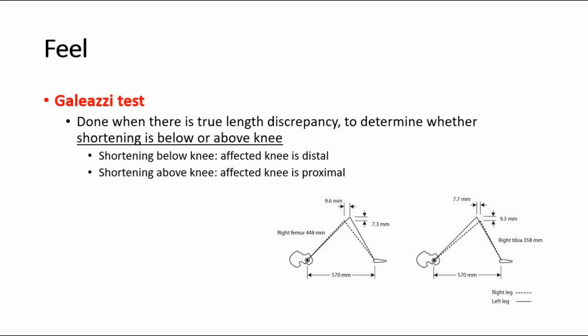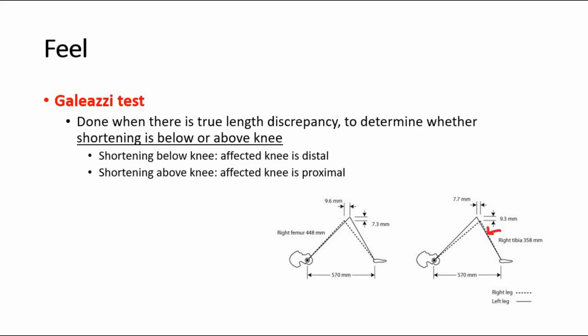So if you see the first picture, the right leg is the dotted line and the left leg is the black line. So if the shortening is below the knee, then the affected knee will be distal, shown in the second picture. So the dotted line is distal. So it means the right leg is distal, so there is shortening at the right leg, shortening below the knee of the right leg.